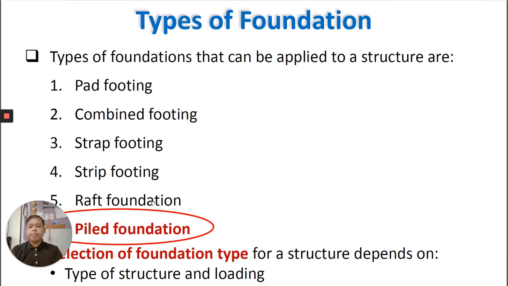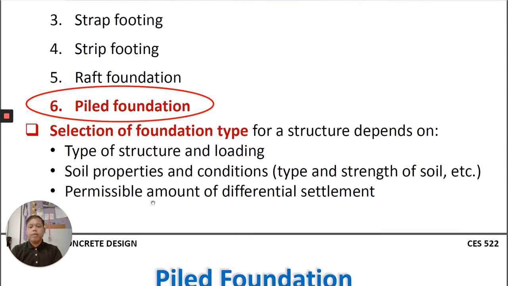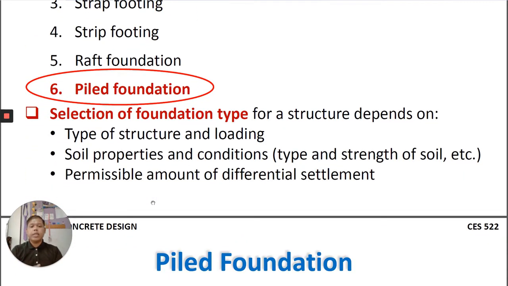There are a few types of foundation that can be applied to a structure, which we have done before: the pad footing, combined footing, strap footing, strip footing, raft footing, and the last one is a pile foundation. All those five examples above are considered shallow foundations, while the pile foundation is considered a deep foundation. Therefore, the selection of the foundation type for a structure depends first on the type of the structure and the loading.